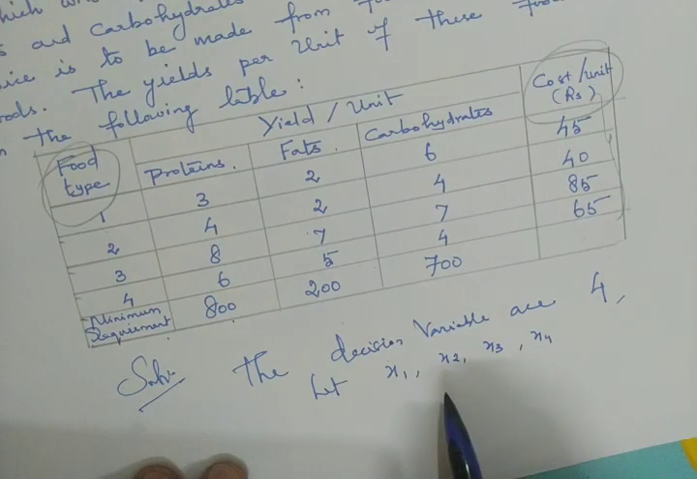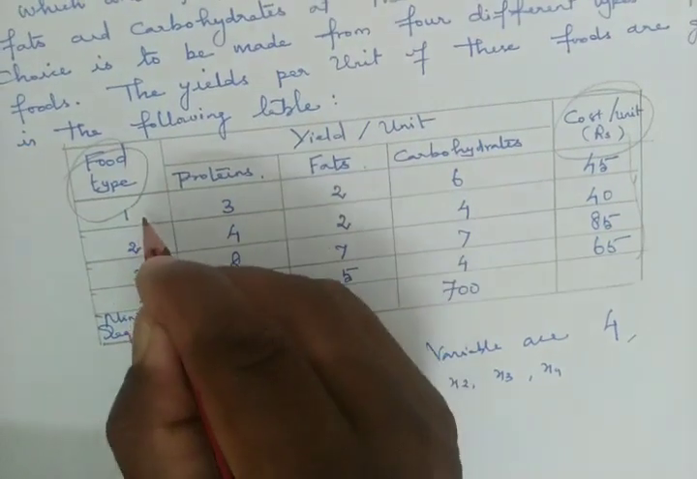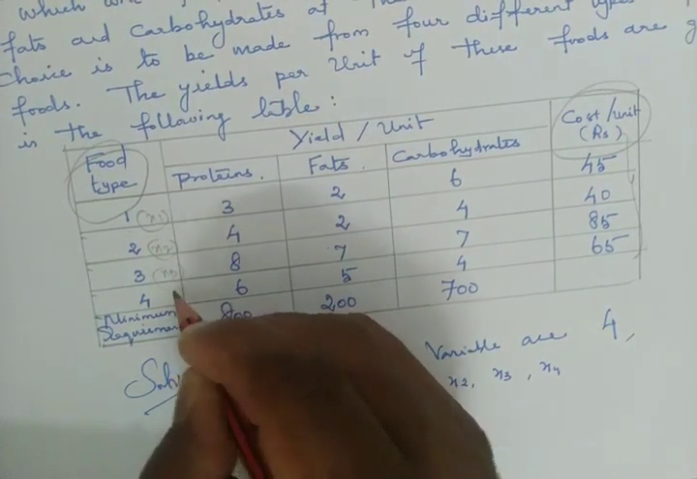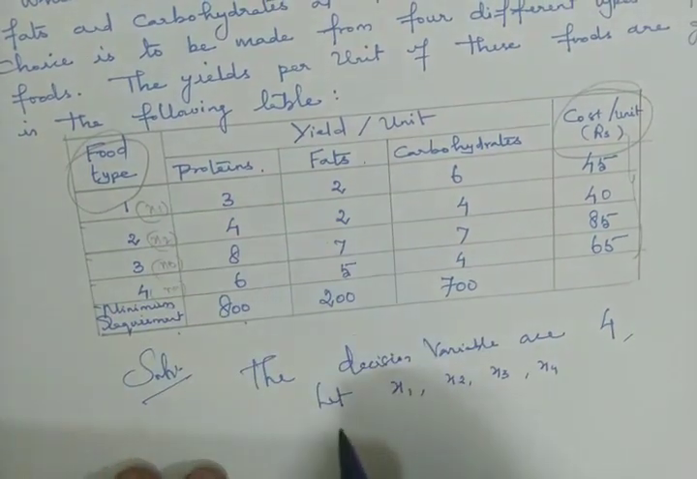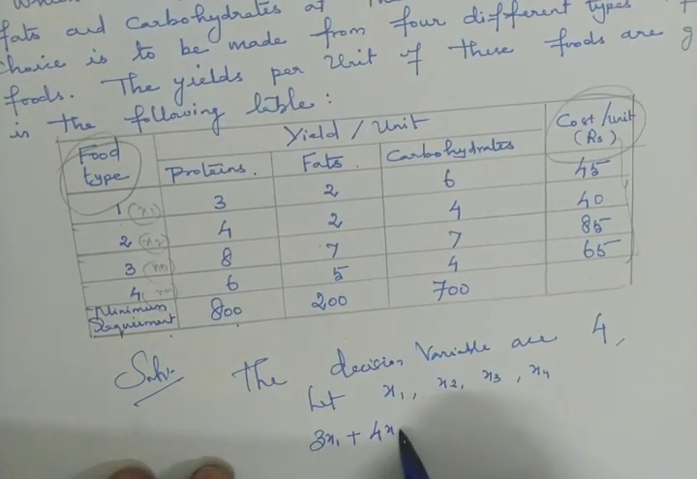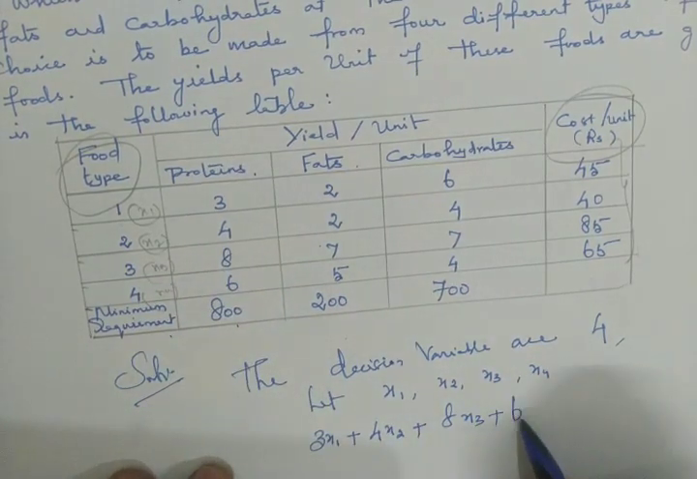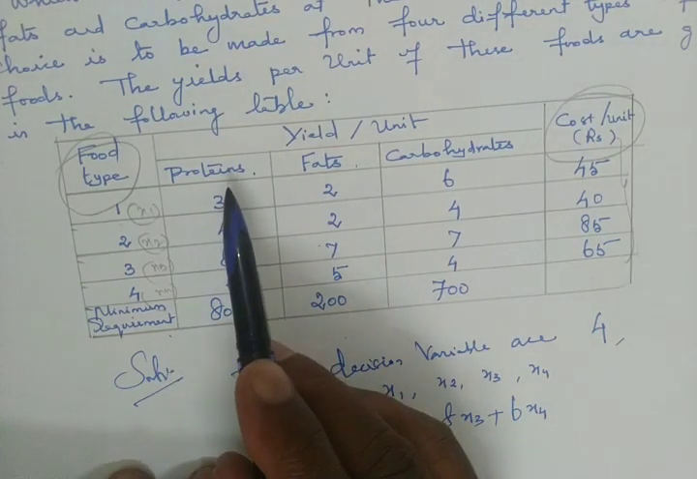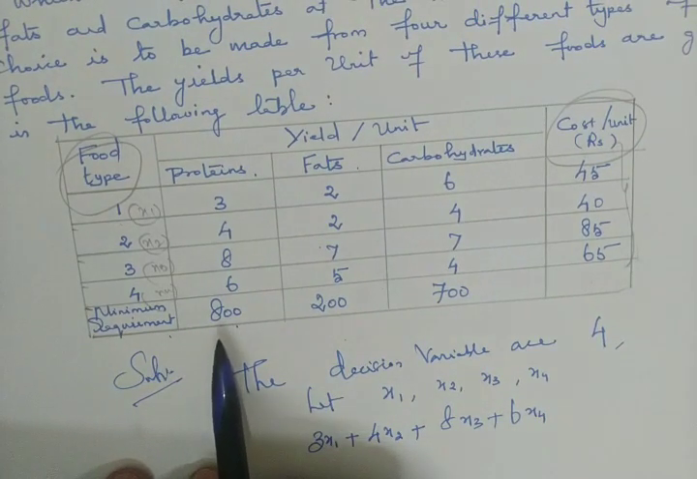After naming the decision variables, you are forming the constraints. You are assigning that the product of type 1 is x1, and here x2, x3, x4. Now you are forming the constraints. 3x1 plus 4 into x2 plus 8 into x3 plus 6 into x4. Minimum requirements. Your protein level per day needs what? Minimum you need 800. You can take more than that also.